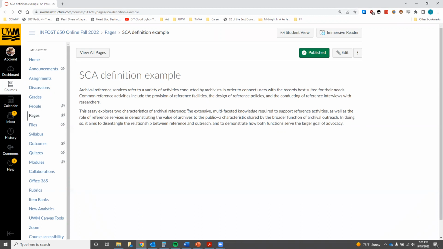So this essay explores 2 characteristics of archival reference: extensive, multifaceted knowledge required to support reference activities. So that's one of them, as well as the role of reference services in demonstrating the value of archives to the public. So those are the 2 characteristics that this paper is going to cover. Very straightforward, very clear about which characteristics are going to be discussed, and that's exactly what I'm looking for.